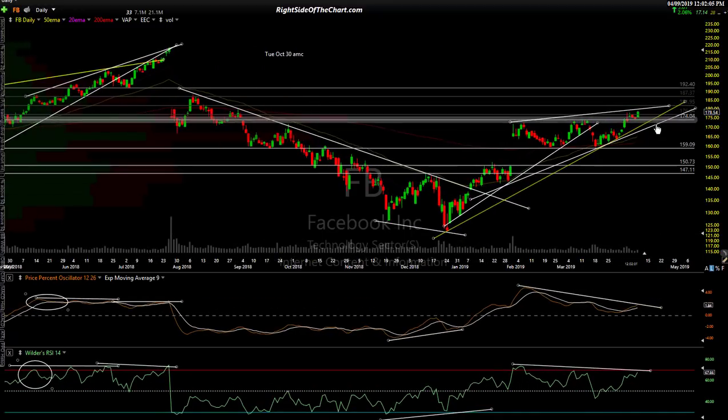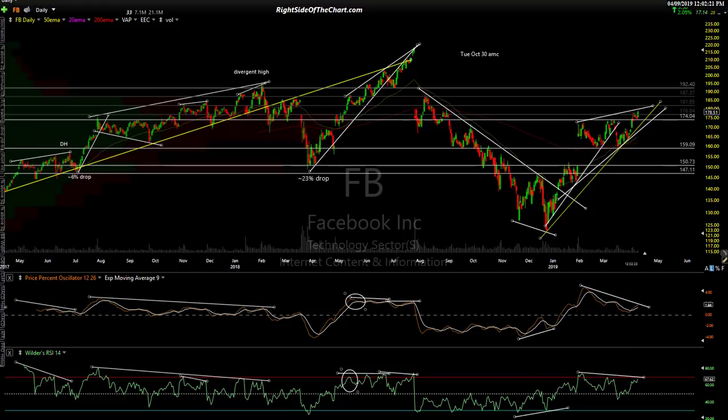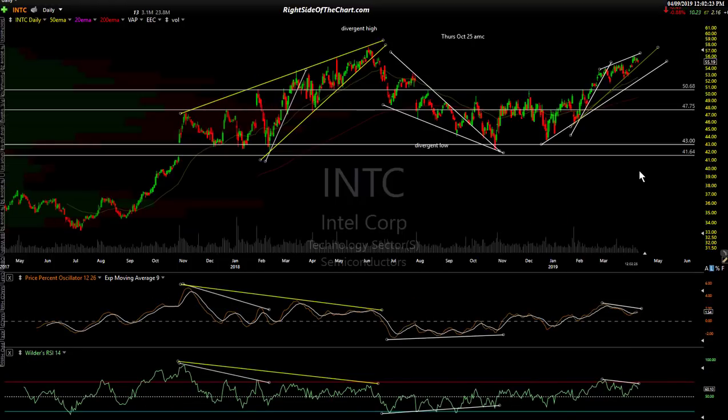Like everything else, either on a break of these trend lines, the BOD trend line. A break below 174 would be a red flag for Facebook, because that was support. But a solid break there, and maybe it comes on a bearish reversal candlestick pattern, something along those lines. There's a lot of possibilities.